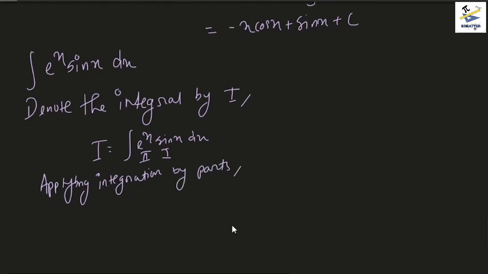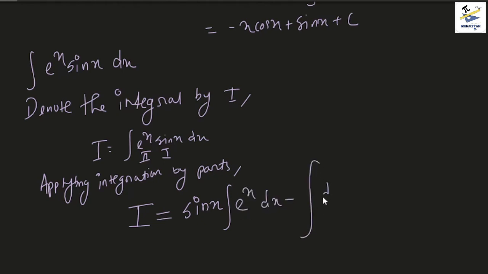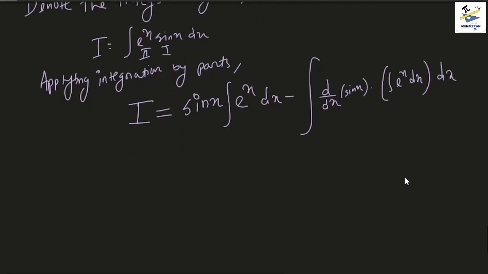what we have is this: I is equal to sin x into integral of e to the power x dx minus d/dx of sin x into integral of e to the power x dx, dx, right? So what we do get is integral of e to the power x is just e to the power x, so it becomes e to the power x sin x minus differentiation of sin x is cos x, so cos x into e to the power x dx.